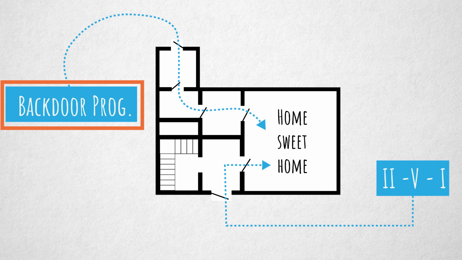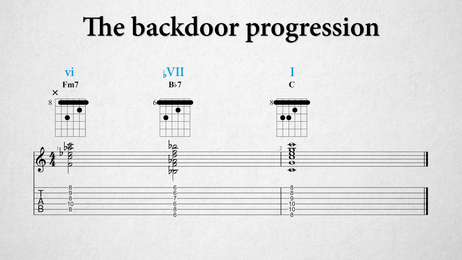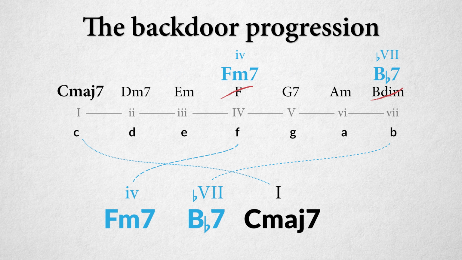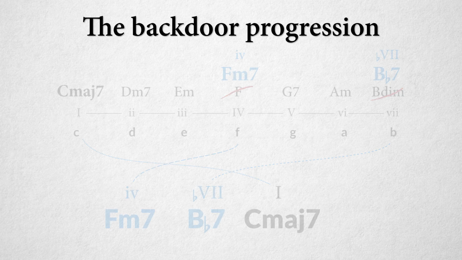Now, a backdoor progression takes another route. It commonly goes from the minor 4 to the flat 7 and then to the tonic. So in C major that would be an F minor chord or an F minor 7 to B flat dominant 7 to C major 7. And it sounds like this.